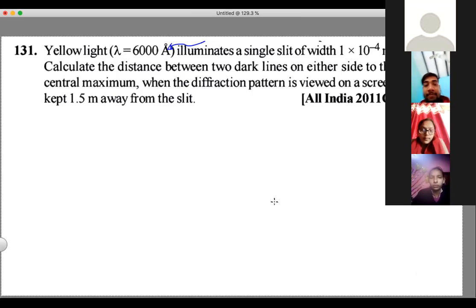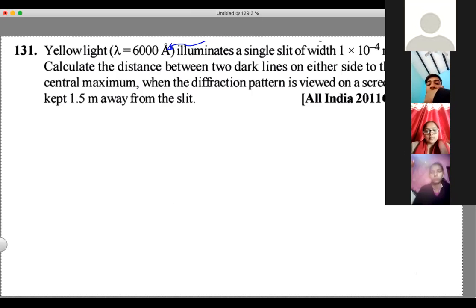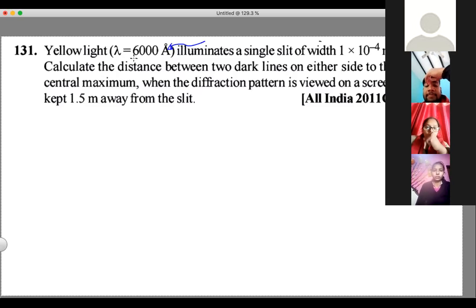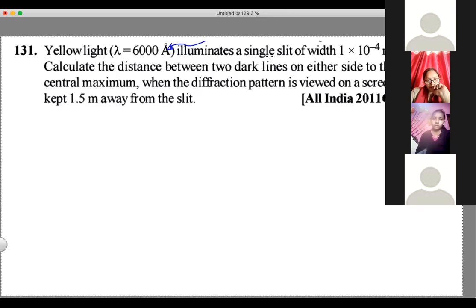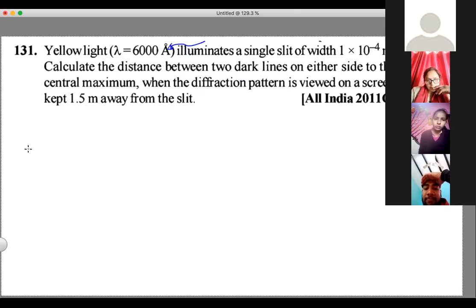So let's get started. We were doing this question when we got cut out in the last class. Yellow light of wavelength 6,000 Angstrom, which is 10 raised to power minus 10 meter, illuminates a single slit of width 10 raised to power minus 4 meter. Calculate the distance between the two dark lines on either side of the central maximum when the diffraction pattern is viewed on a screen kept 1.5 meter away.